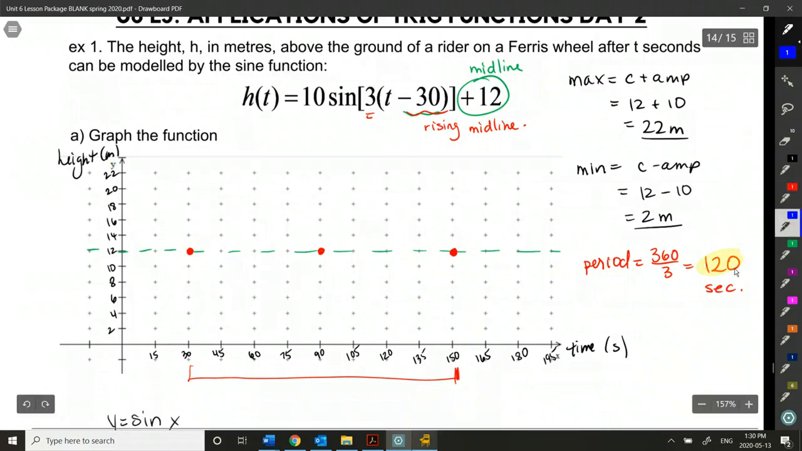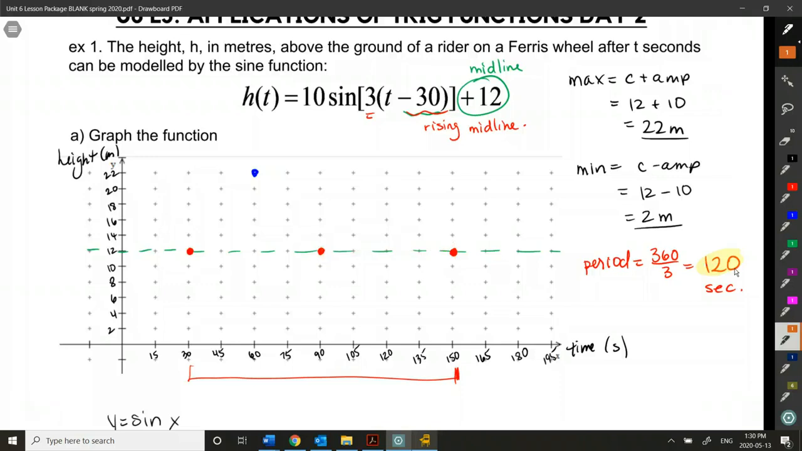Now, the maximum is going to happen exactly halfway between 30 and 90, which is 60. And our maximum point is up at 22 because we found that here. So there's our max. And our minimum is going to happen exactly halfway between 90 and 150, which is 120. And our minimum was 2. So I'm going to have a point at 2.